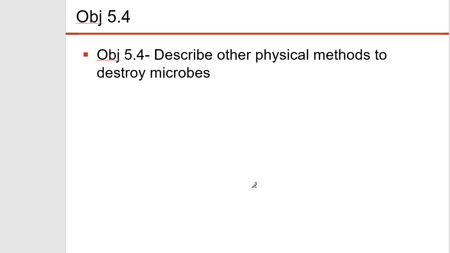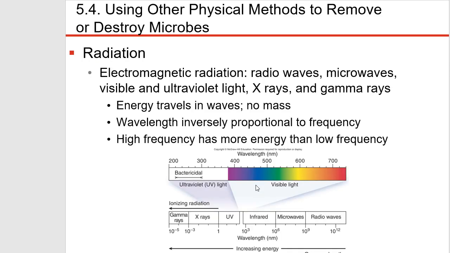All right, other physical methods to destroy microbes. Radiation. Now, radiation has various effects on cells depending on its wavelength, its intensity, and its duration. So we have two ways that radiation kills. We can do it through ionizing or non-ionizing. When we're dealing with ionizing, we're dealing with X-rays and gamma rays, and what they do is damage the DNA.